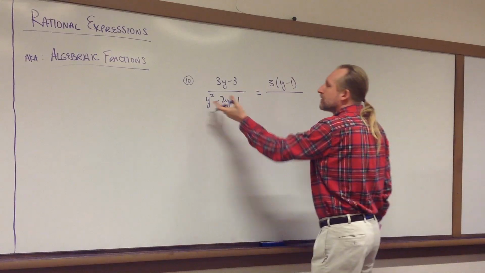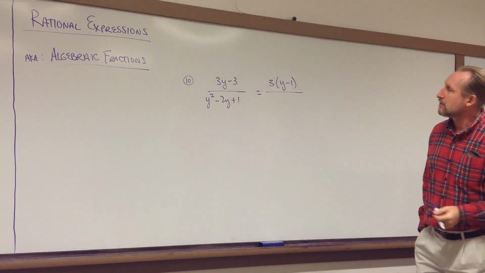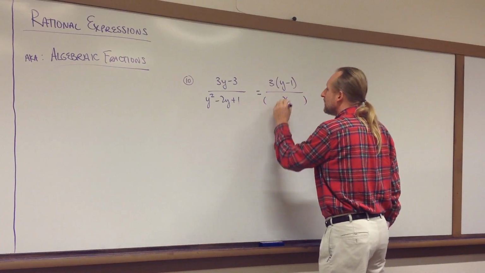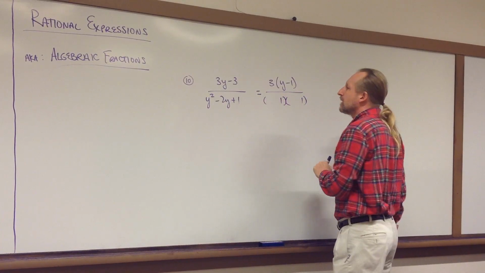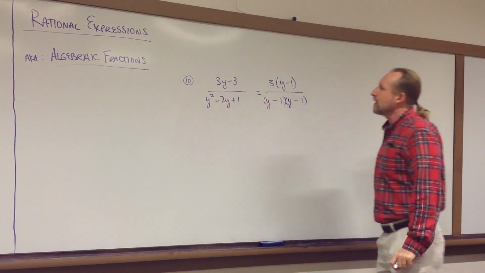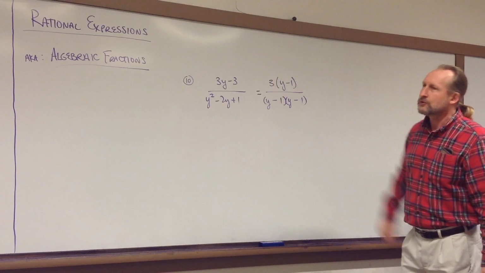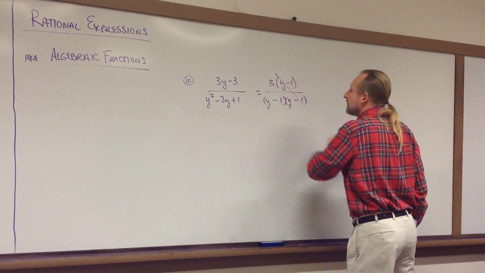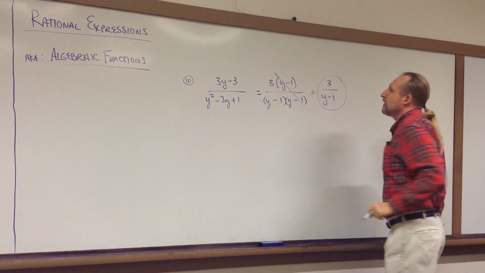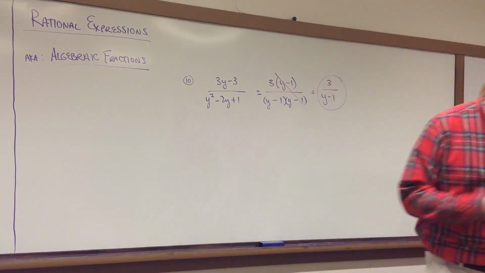On the bottom, this is a trinomial, right? And it's pretty straightforward. There's only one way that you can get 1, and that's by 1 times 1. And so this is going to be y minus 1 times y minus 1. And that matches with one of the factors on the top, so these will cancel. We'll be left with a 3 on the top and a y minus 1 on the bottom.